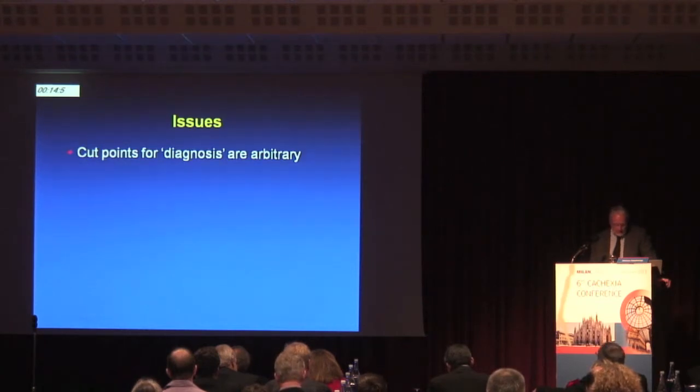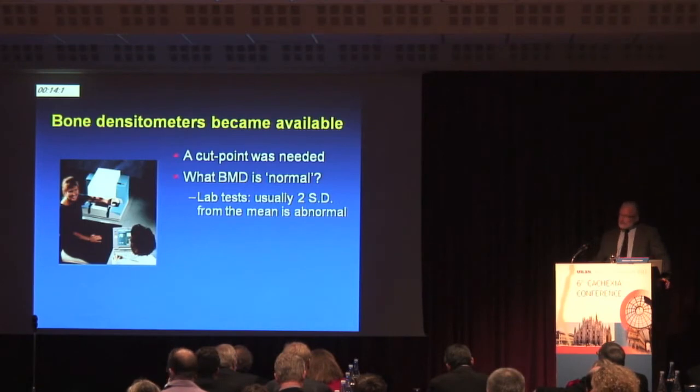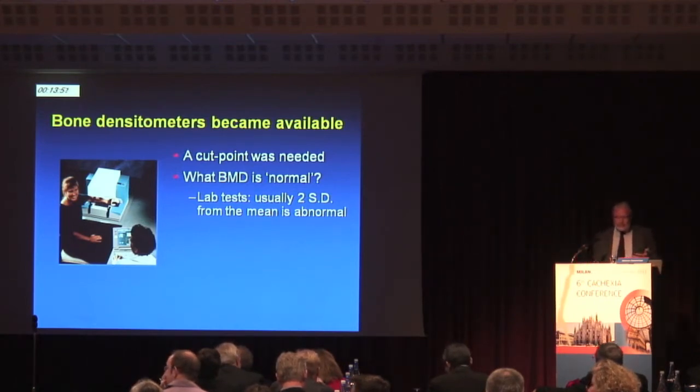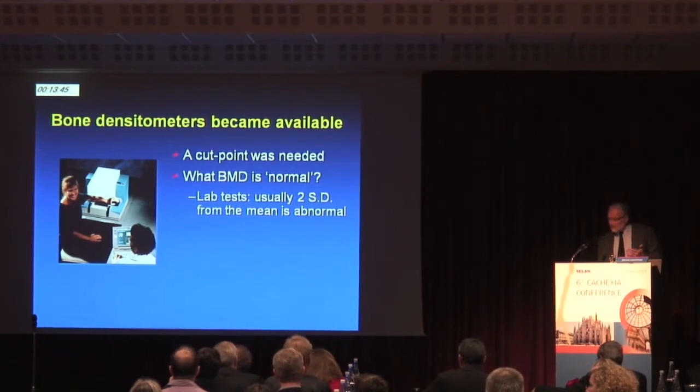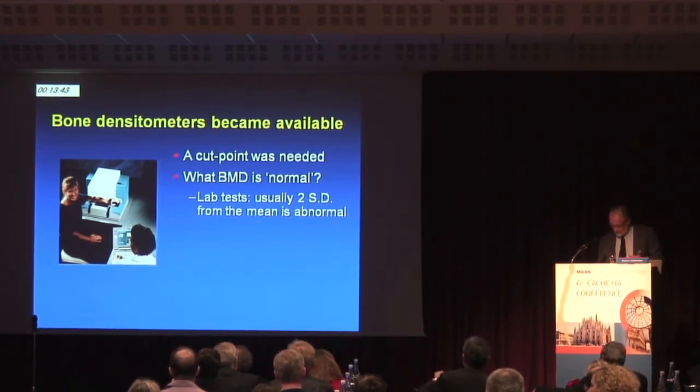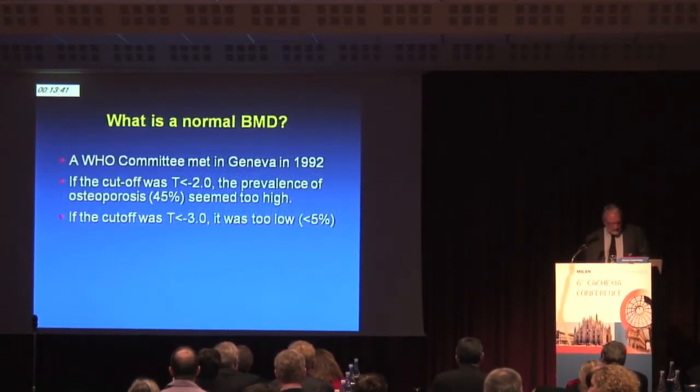So let's talk about the first one from the point of view of the history of osteoporosis. Back in the early 1990s, bone densitometers became widely available, and the people who were making the measurements had a problem. What was normal? You were getting numbers. Endocrinologists like to use two standard deviations from a mean value to define normal. So that was done initially.